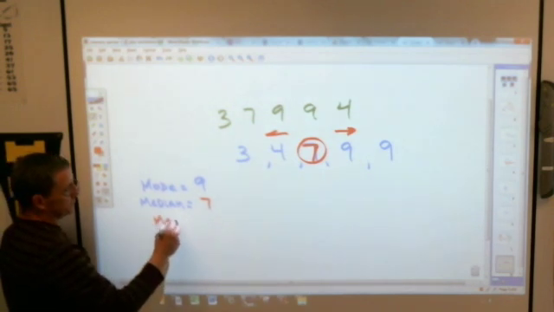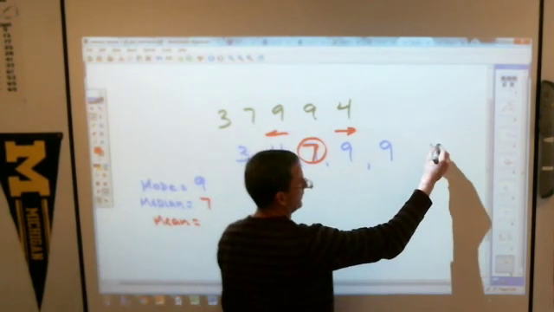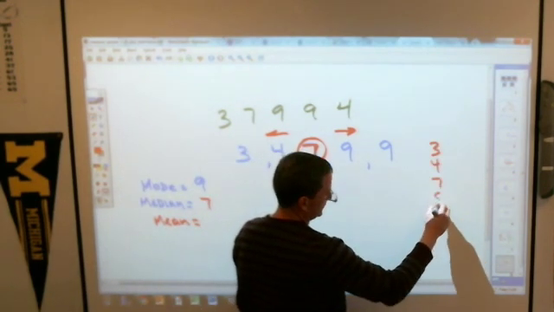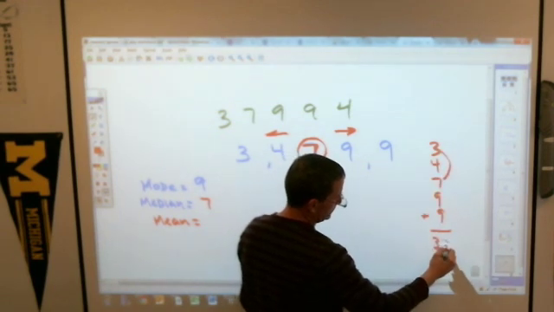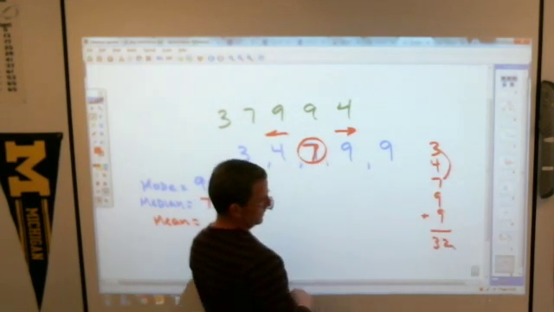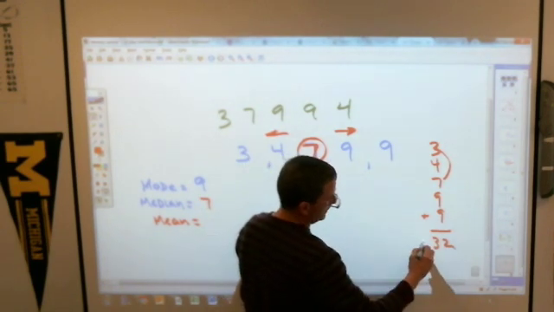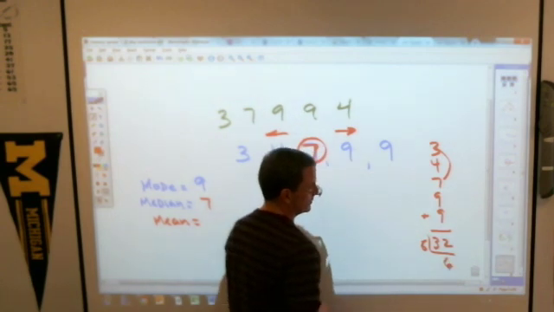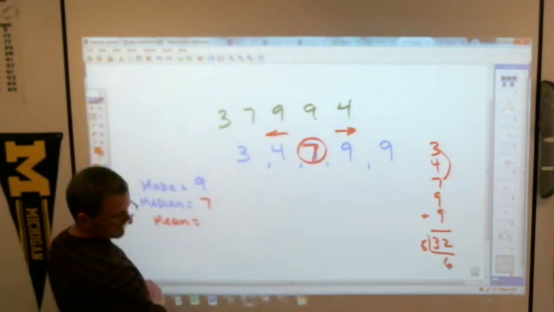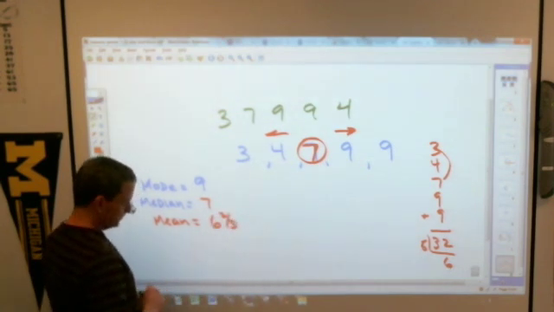The mean, no easy way to do that other than actually to do the math. 3 plus 4 plus 7 plus 9 plus 9. What's that? 10, 23, 32. What am I dividing that by? Is that right? 18, 25, 7. Yep. Divided by 5. Not going to work out nicely, but that's why I have fractions. Looks like 6 2/5. How about that for a goofy answer?